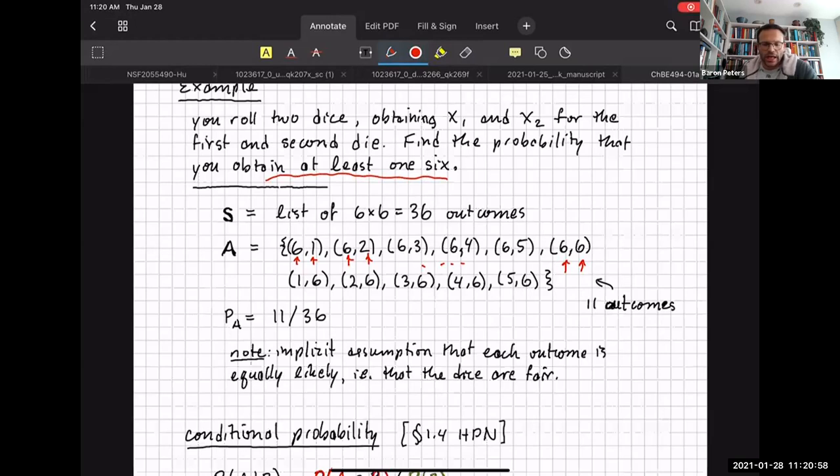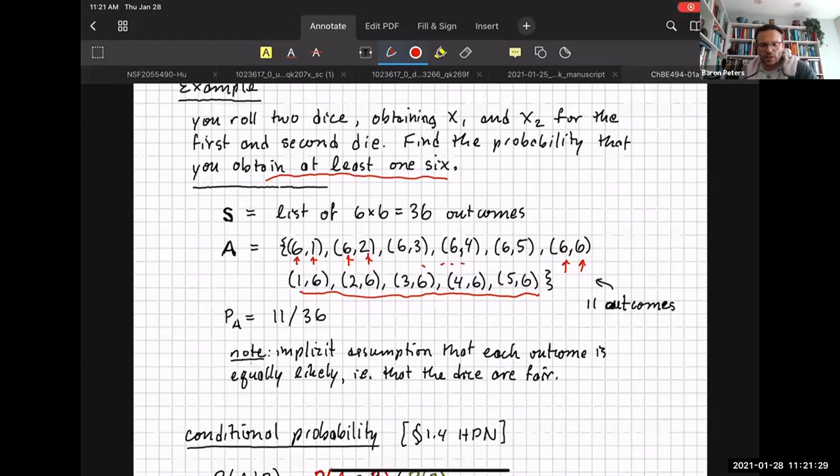I can also have X1 come out to be not a six, but the second die gives me a six. And those outcomes are all here. Notice that I don't count the last one twice. That's the same outcome as the one I already listed. And so 11 of the possible outcomes, 11 of the 36 outcomes to be specific, belong to my requirement, my set A. And so the probability of that event now is going to be 11 over 36.